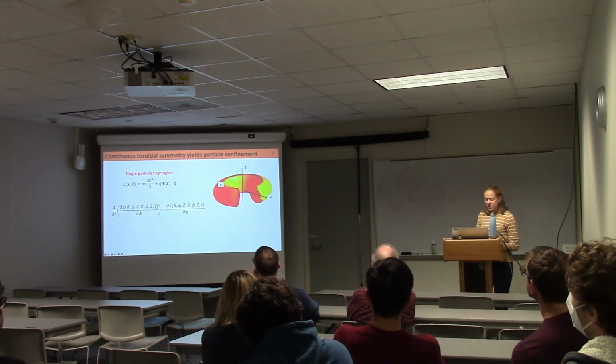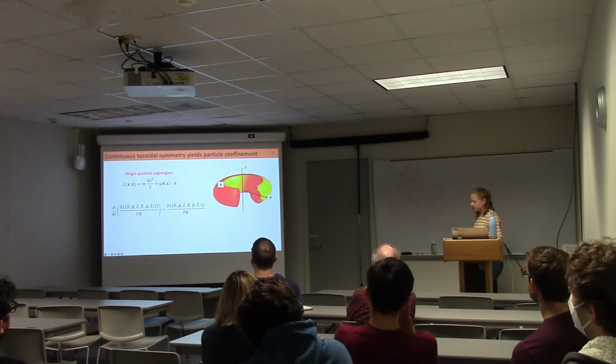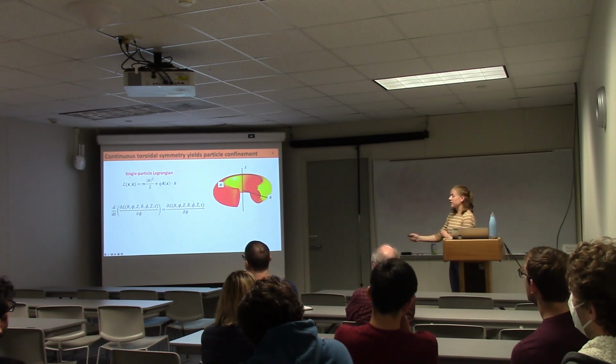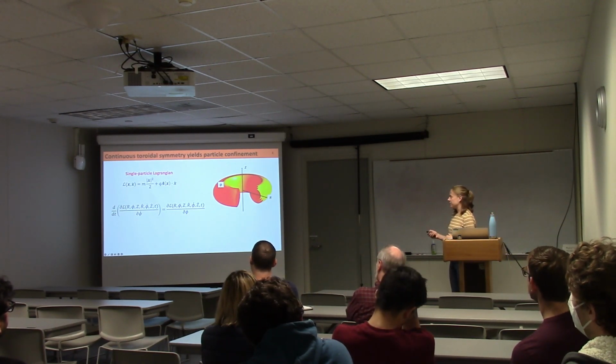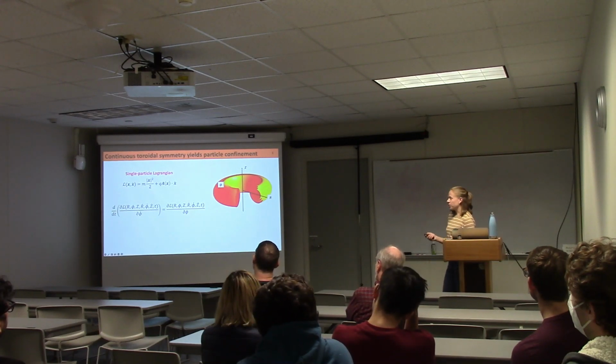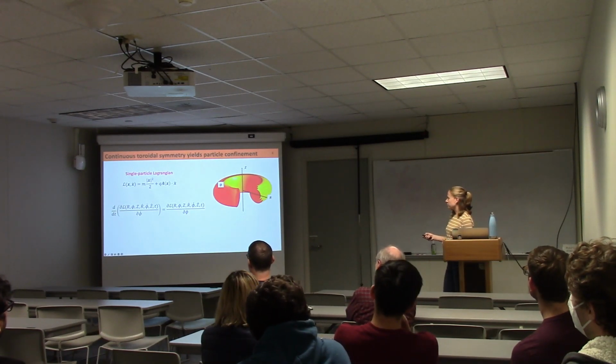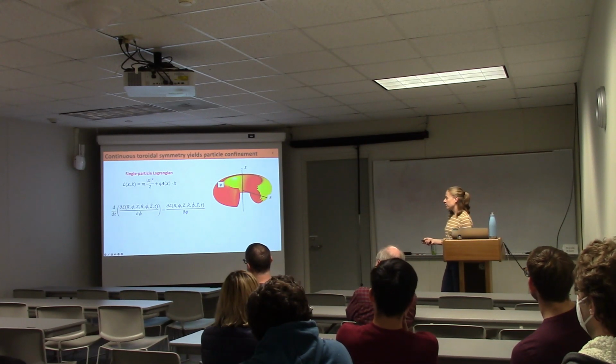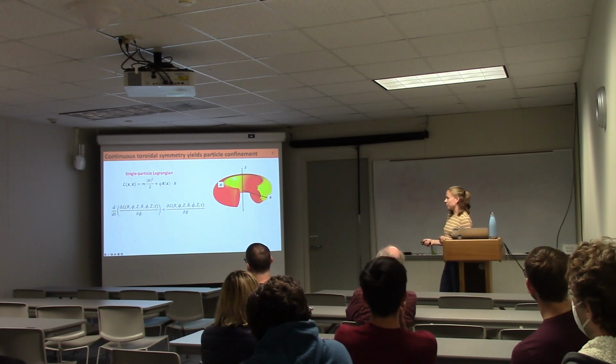So I've mentioned that one of the ways to get confinement is by driving a current, and one of the advantages of this approach is that it allows you to have a symmetry direction. In a tokamak, you have a symmetry direction in the toroidal direction, and if we look at the Lagrangian for a single particle, this tells us that we get a corresponding conserved momentum.